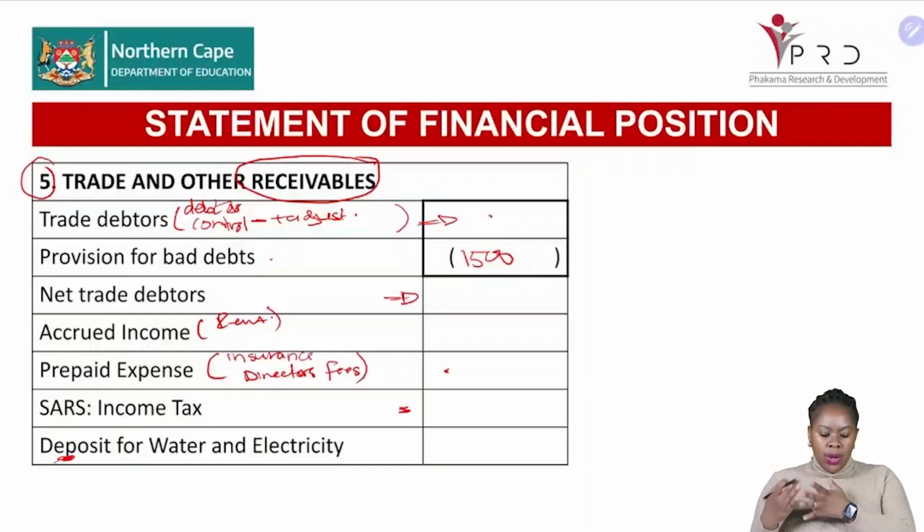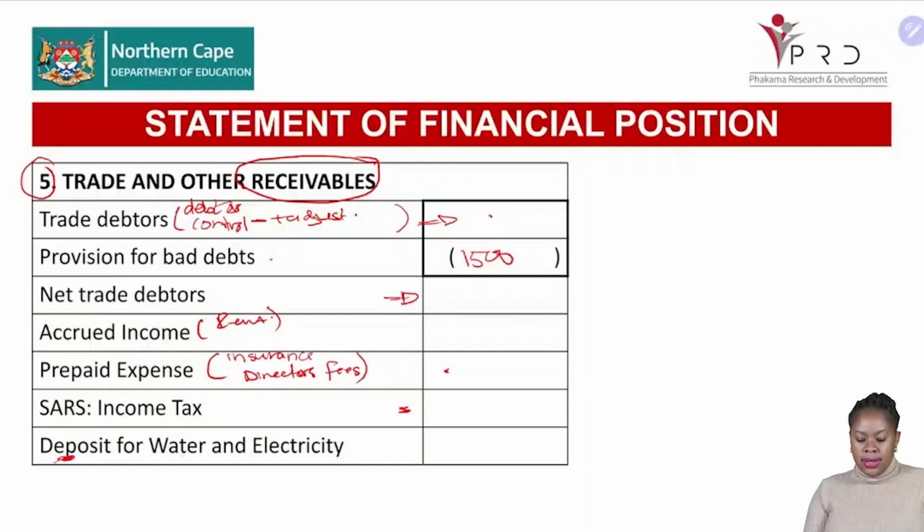And obviously when we do terminate the contract, or whatever the situation might be, then that institution has to pay us back our money. Hence why we will indicate our deposit under trade and other receivables, right? Then finally, once you have that, you add that all together, meaning your trade debtors plus all of this, and then it will give you the balance of your trade and other receivables.